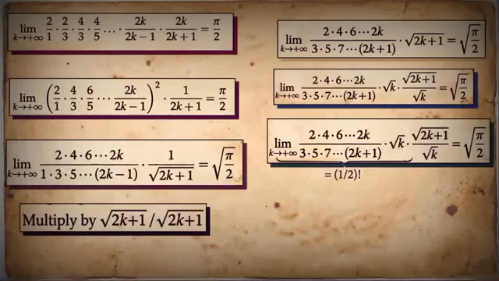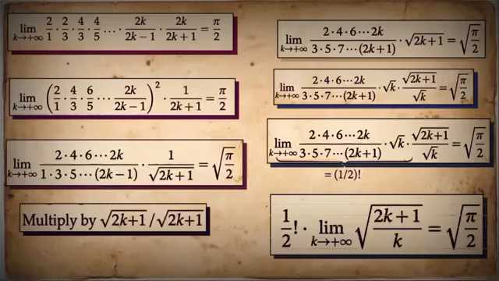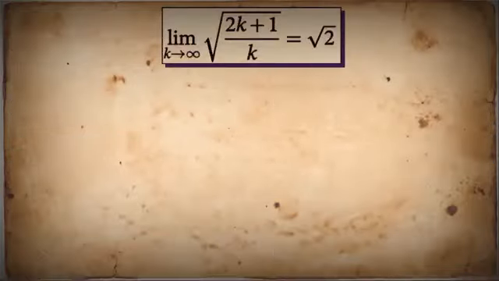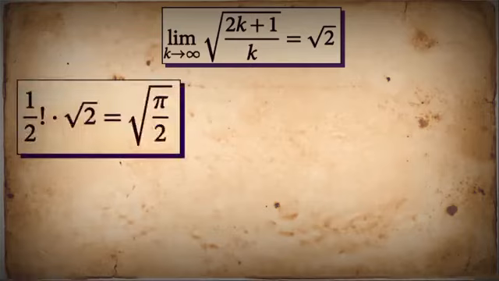We can therefore separate the two limits, the factorial of 1/2 times the limit of the square root of 2k plus 1 over k equals the square root of pi over 2. The second limit, the square root of the ratio of 2k plus 1 to k, can be evaluated independently. As k tends to infinity, 2k plus 1 over k approaches 2, so the square root of that ratio approaches the square root of 2. Substituting, the factorial of 1/2 times the square root of 2 equals the square root of pi over 2.